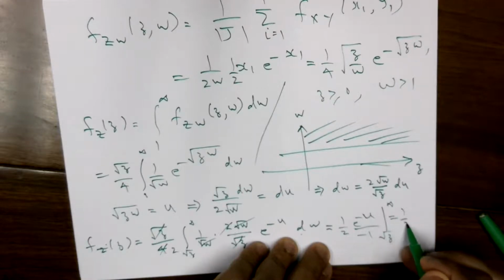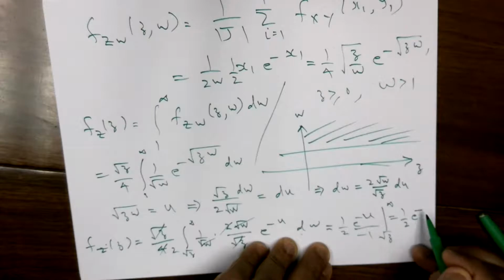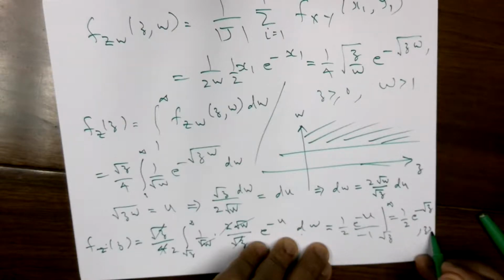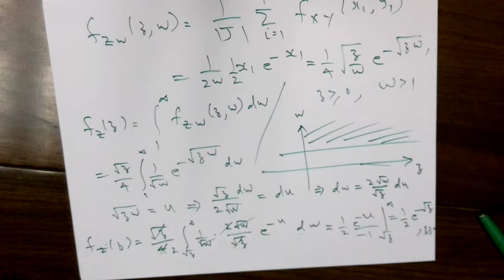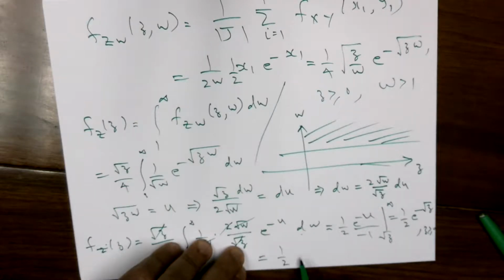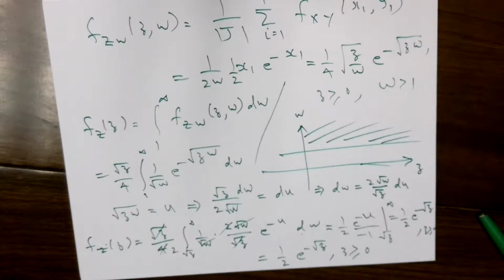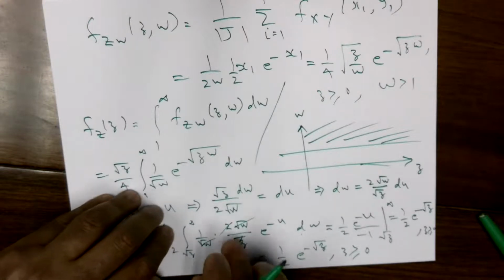So the answer turns out to be half e raised to minus square root of z, for z positive. And if you quickly do the integration, that's a valid density function. This is not exponential, but something which decays exponentially. So that's the density function of z.